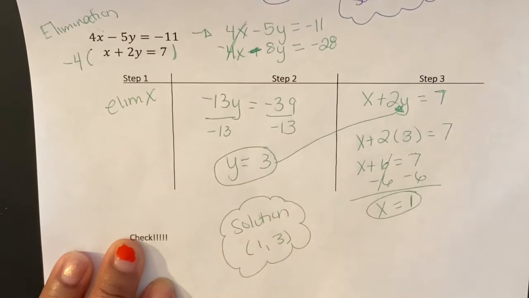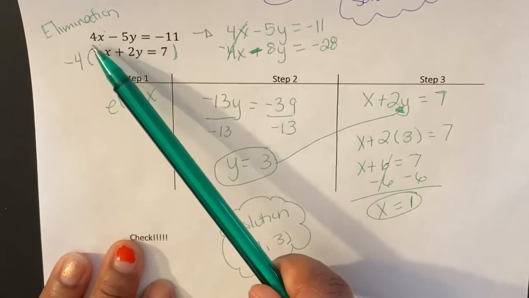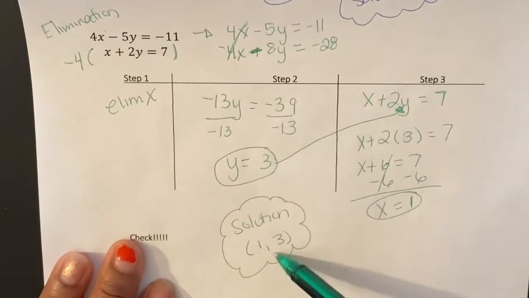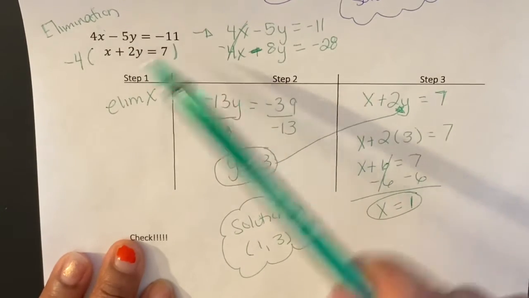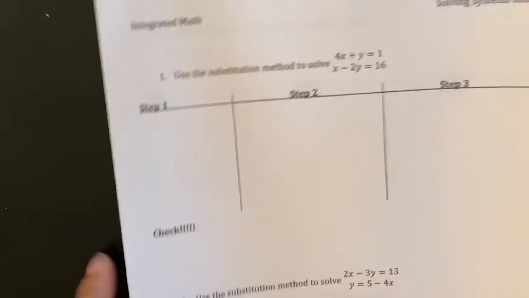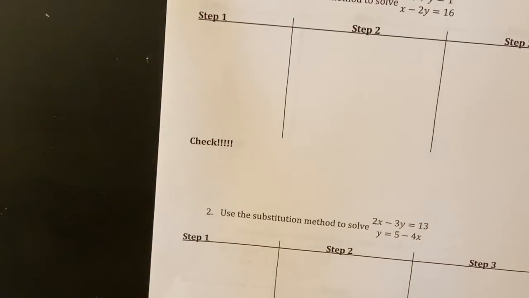That's my solution. And again, if you think that my solution is incorrect, plug it in to both of the equations. Plug the x value in as 1 and plug the y value in as 3, and make sure you get true statements. I hope these two examples have helped you out a little bit. For your individual practice, you have 6 problems.